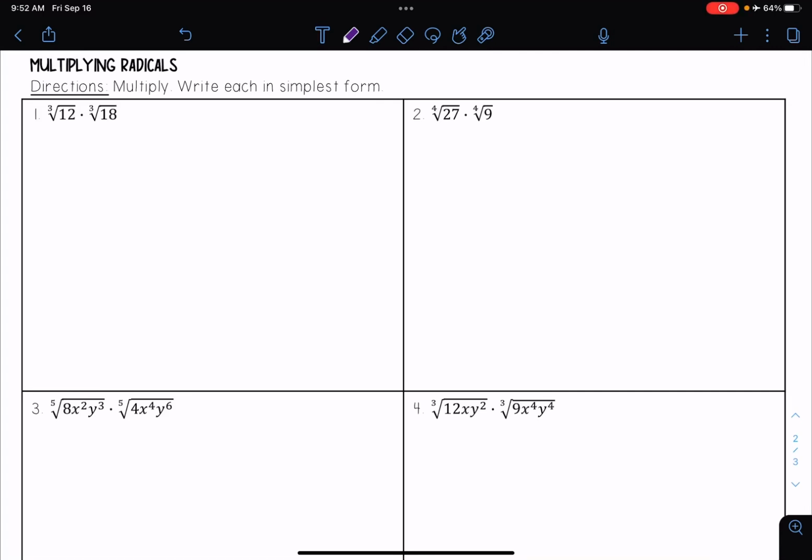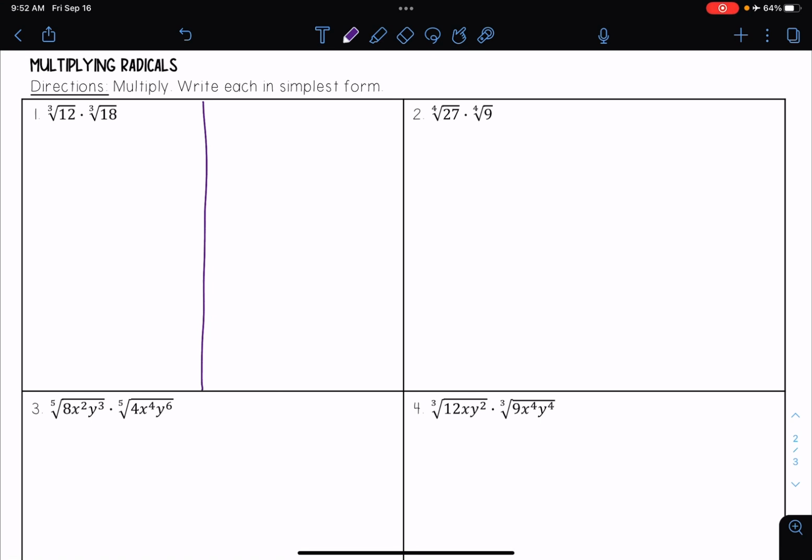In this video, we're going to be looking at multiplying radicals. For each of these, we're going to multiply, and then write in simplest form. For this first one, I'm going to show you two different ways that you can do it. The first way is to multiply first.